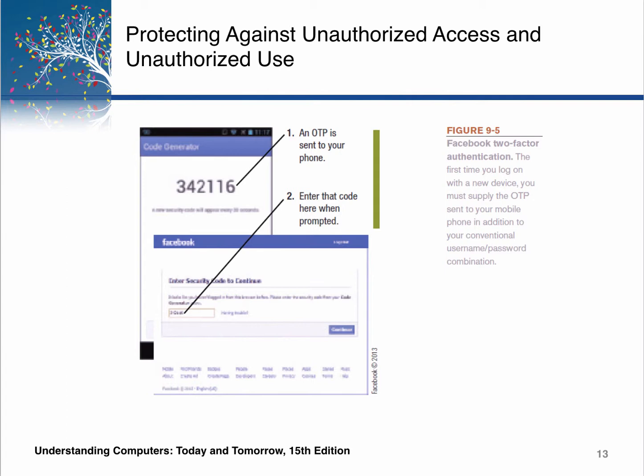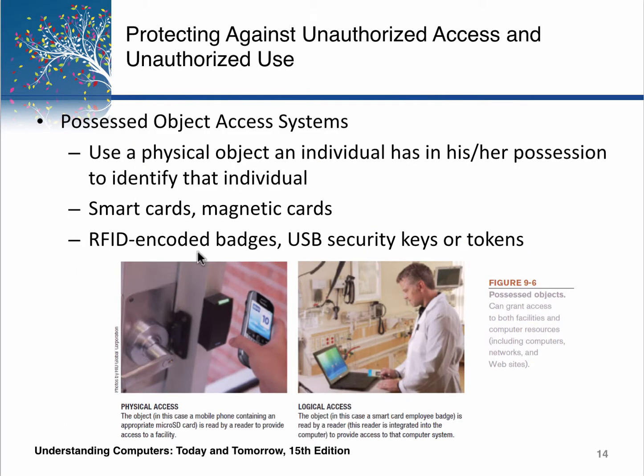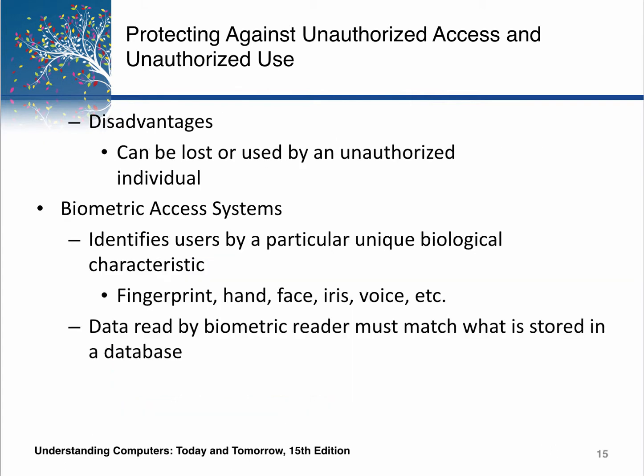Now, to look at this again, to go a little more in depth, we talked about the possessed object systems. It could either be a smart card, a badge, a USB security key. What the advantages are, you have to have it. The disadvantages are if you lose it, it can cause all types of issues.